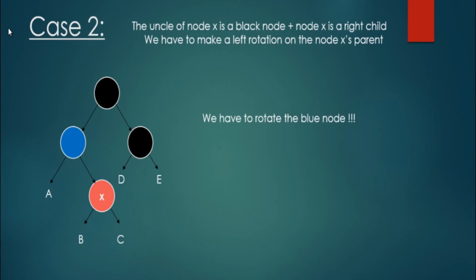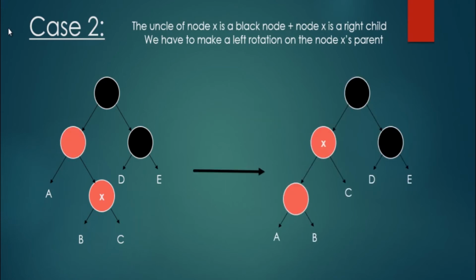If we were dealing with the symmetric case, as we have discussed earlier, then we would have to make a right rotation accordingly. In this situation, we have to make a left rotation on the blue node. And after the rotation, we end up with this situation. And again, we have to check whether the red-black properties are violated or not. This is just a sub-problem.